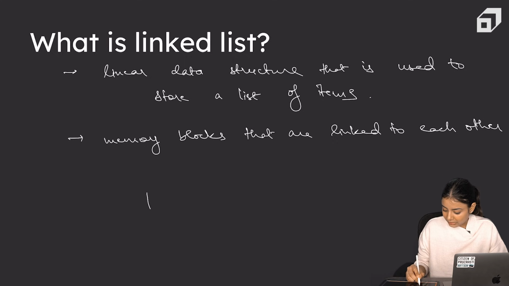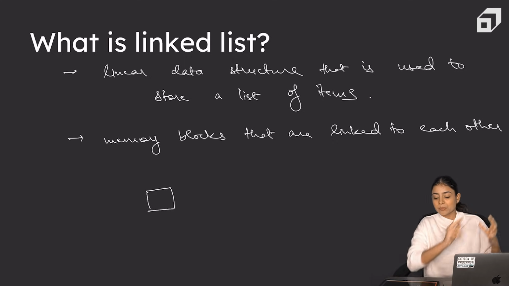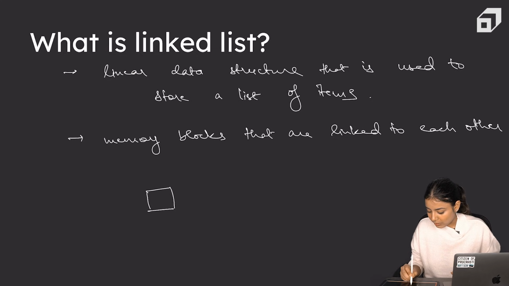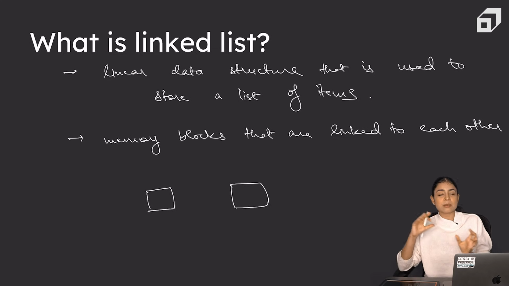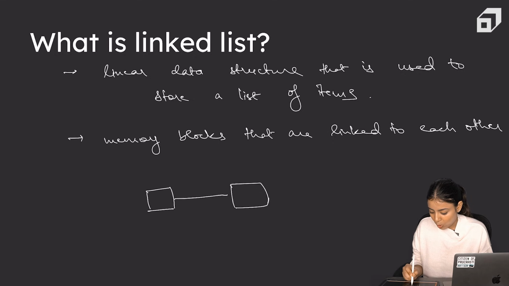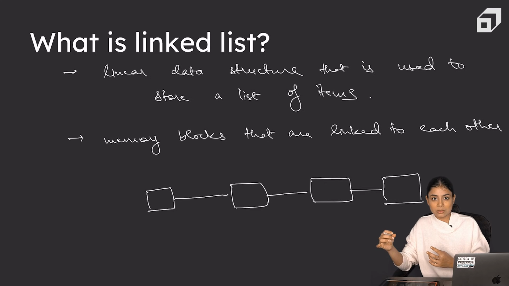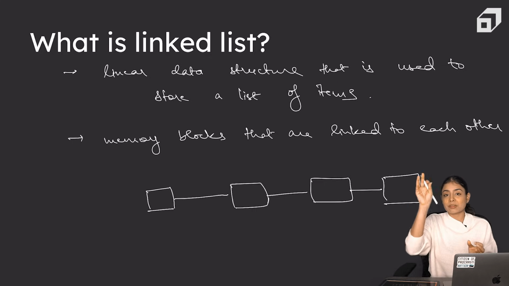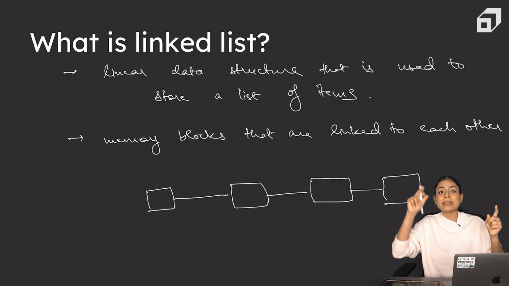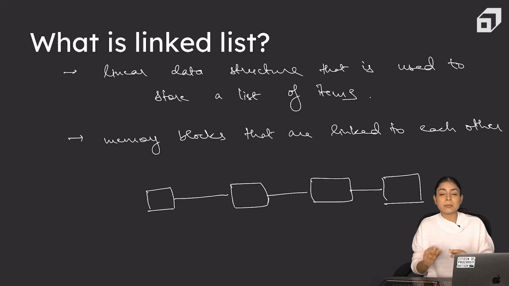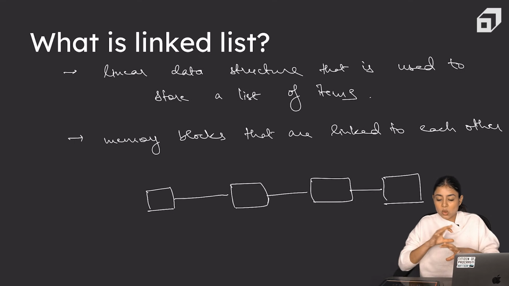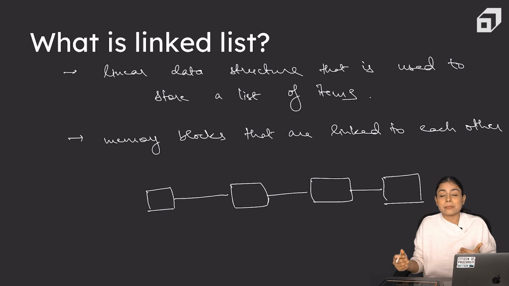So for example, I take some block of memory at some random address, and I take some other block of memory at some other random address, and these blocks of memory are linked to each other, and that is why this is known as a linked list. So just imagine in memory we have random blocks of memory which are linked to each other, and these blocks of memory are storing some values. So this is how linked list is implemented.